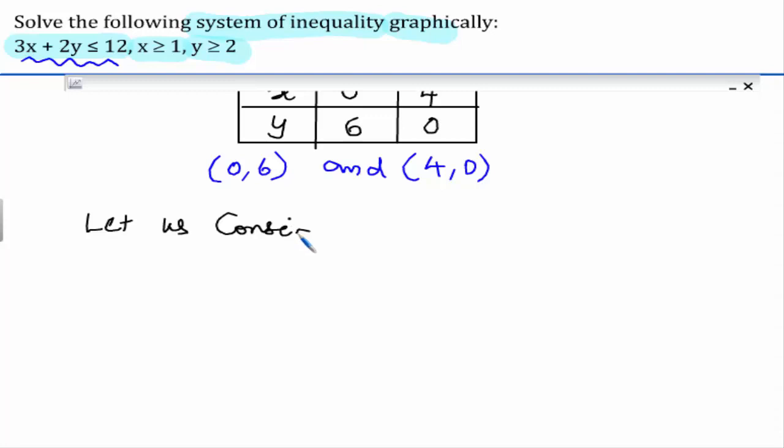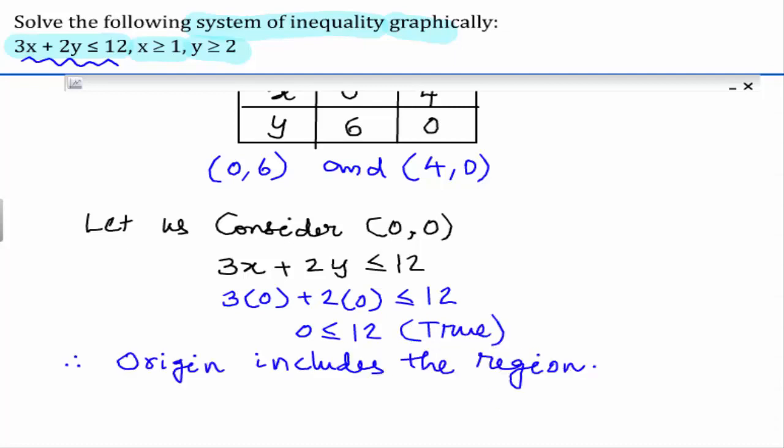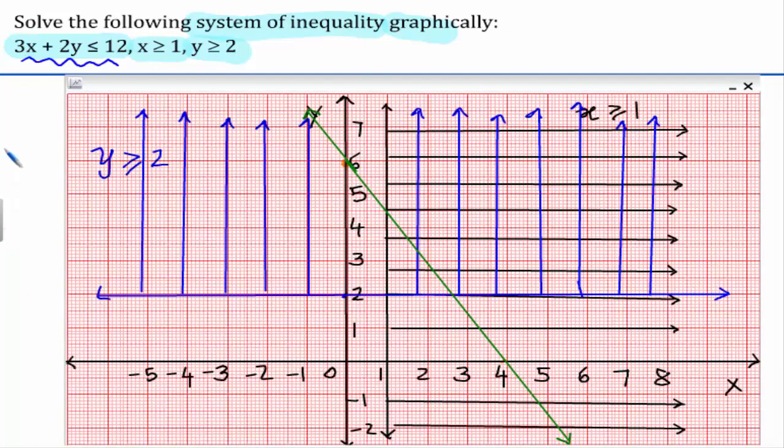Let us consider the point (0, 0), and the given inequality is 3x plus 2y less than or equal to 12. Let us substitute into this. 3 into 0 plus 2 into 0 is less than or equal to 12. That is 0 less than or equal to 12, which is a true statement. Therefore, the origin is included in the region. That means the region should be drawn towards the origin.